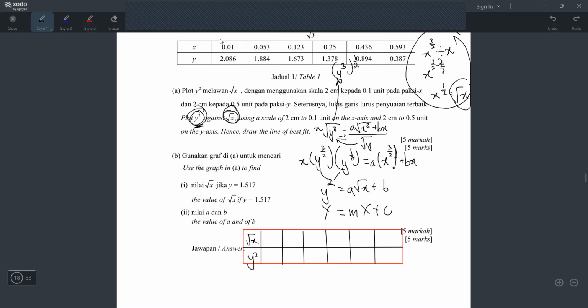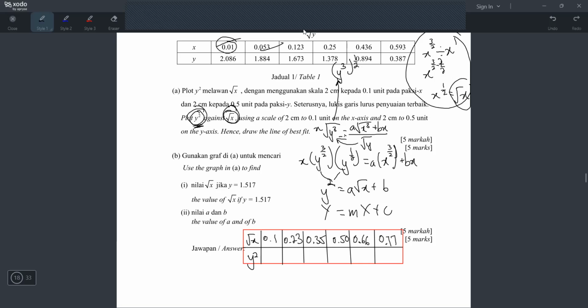The first one, x is 0.01, but I want square root x. So let's press square root 0.01. 0.1. Next one, 0.053, but I have to square root this, right? So let's press the calculator. 0.23. So you just write 0.23. I think I don't have to do it slowly. I straight away give you my final answer, 0.35. And then this one is 0.50. This one is 0.66. This one is 0.77.